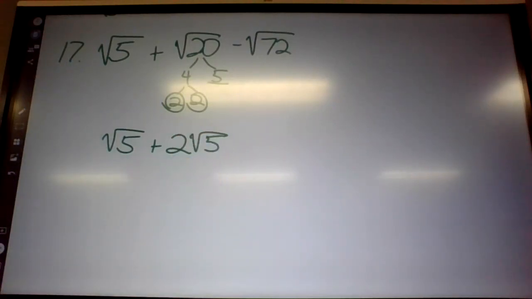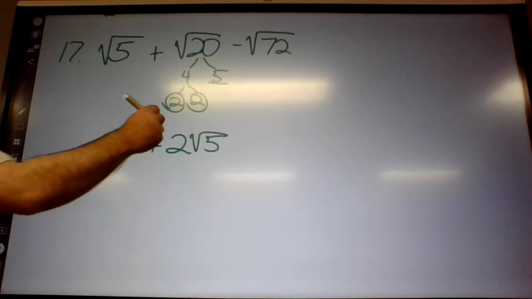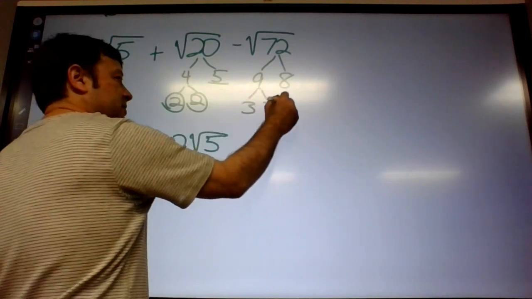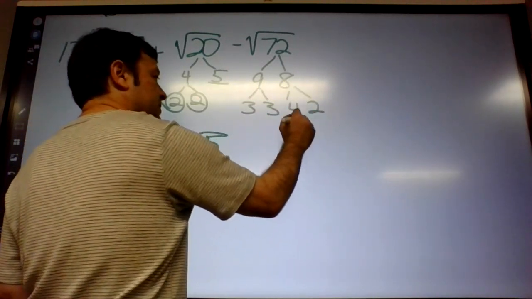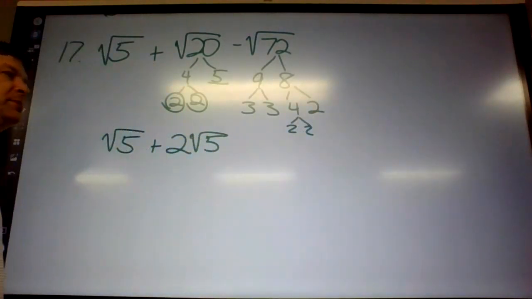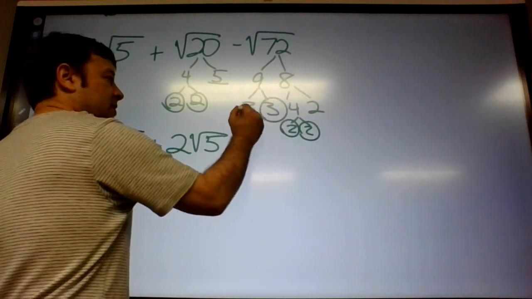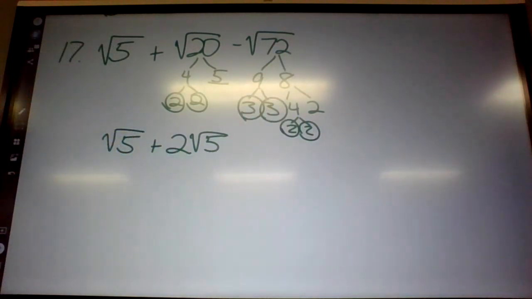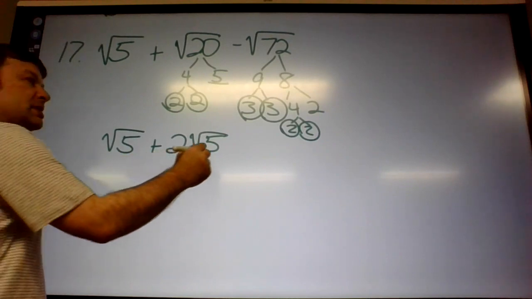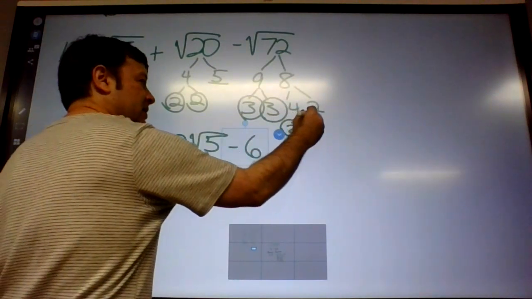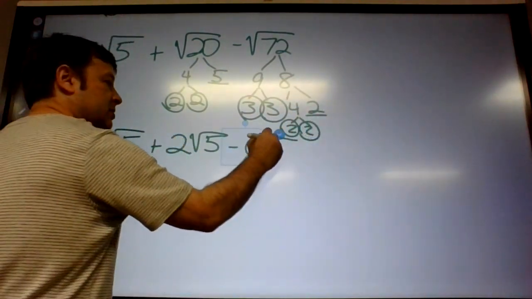Alright, how about 72? Do you think that'll simplify? 8. Okay, 9 is 3 and 3, 8. Bunch of 2's in it. Okay, so what's gonna come out? 2, 3, and 3. And to be more specific, what's gonna come out is 2 times 3, 6. There's a minus right there. And what's left behind is a 2.